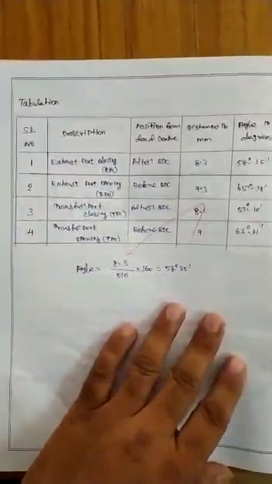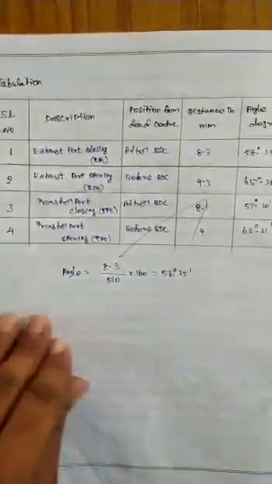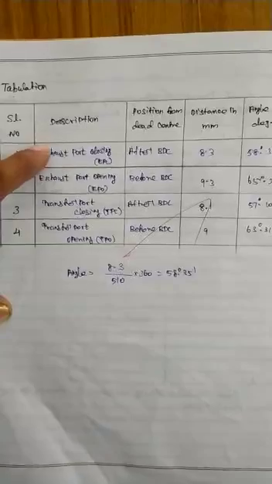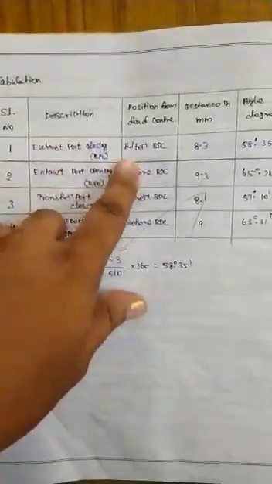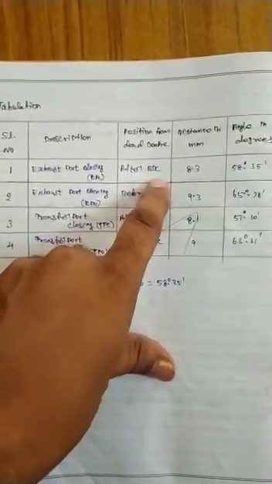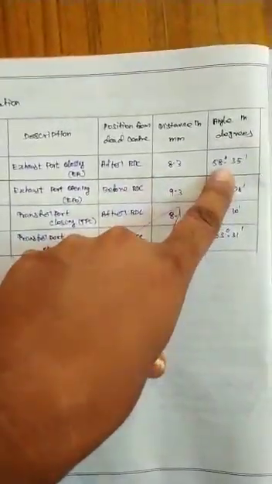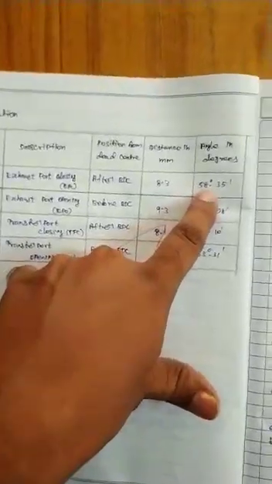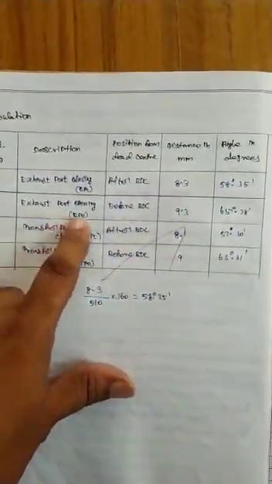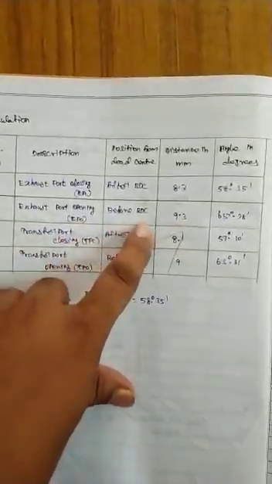So let's see the table. You can see the port timing opening. Here only two ports are there. First one, exhaust port closing after bottom dead center. You have to measure the distance, or otherwise you can simply note down the angle. So 60 degrees around.